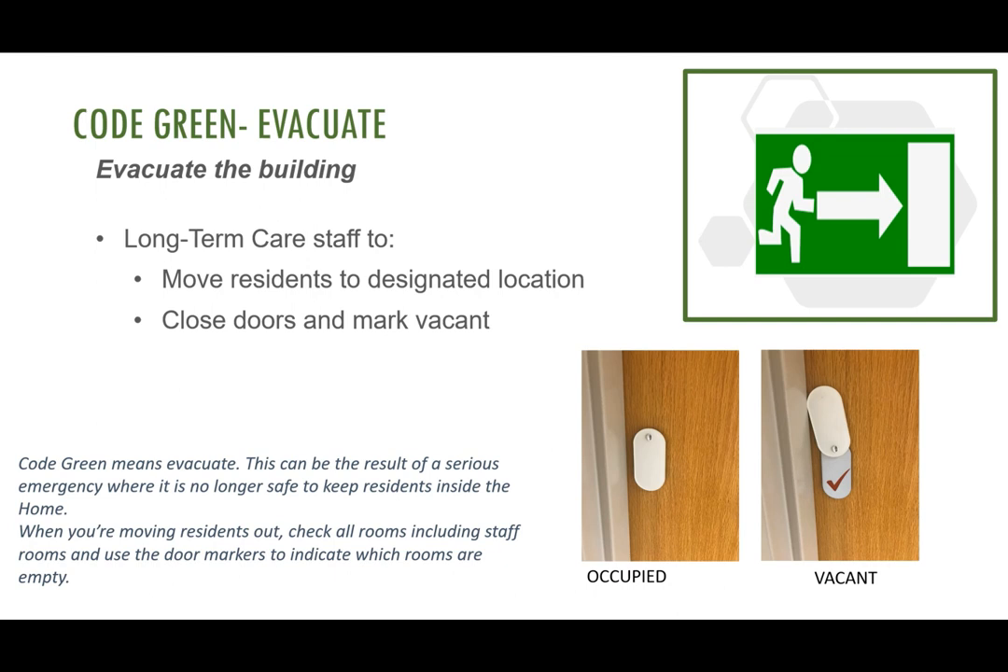Code Green means evacuate. This can be the result of a serious emergency where it is no longer safe to keep residents inside the home. When you're moving residents out, check all rooms, including staff rooms, and use the door markers to indicate which rooms are empty. On the right-hand corner, you will notice that there are examples of door markers. Once you have checked the room and made sure it is now vacant, you would put the door marker in the check mark position.